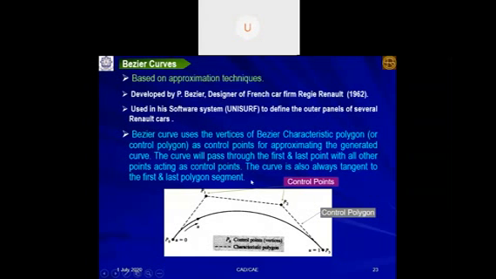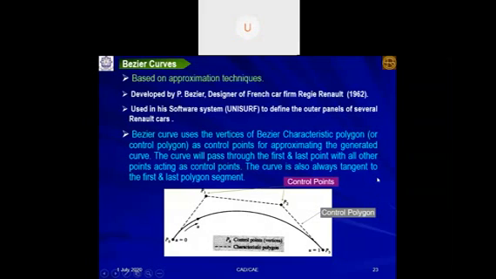That means the data points are P0, P1, P2 and P3. Now you join the data points by the dotted line. That is the Bezier polynomial, the characteristic polynomial, but that is not the curve. The curve in black color is the Bezier curve, which passes through the first and last points, and all other points in between act as control points. This curve is also always tangent to the first and the last segments of the polygon.